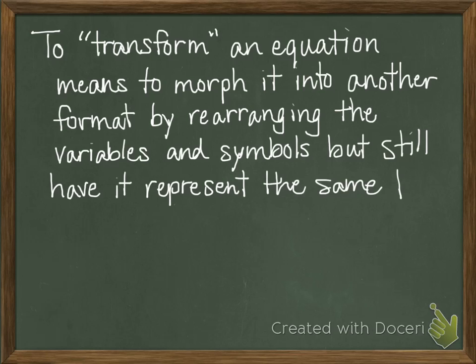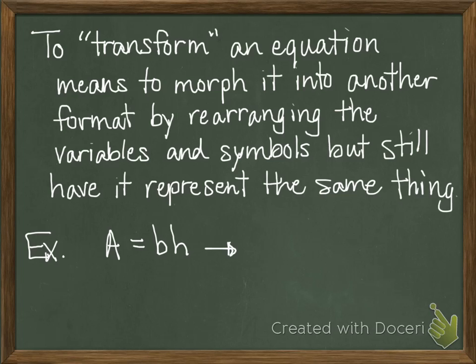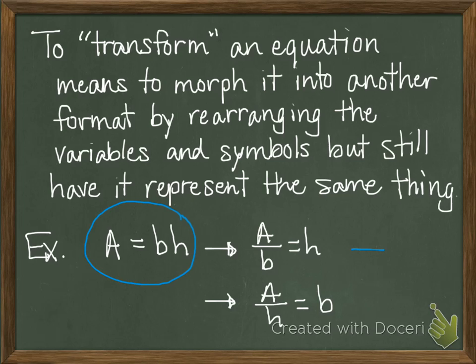What I mean by that is we would take an equation, for example, like a equals b times h, and just rearrange those three variables mathematically and have it come out looking different. So we have morphed the original equation, a equals b times h, into these other two versions using the same variables. Let me show you what I mean by that and why we would do something like that.